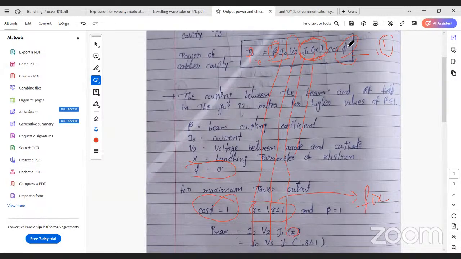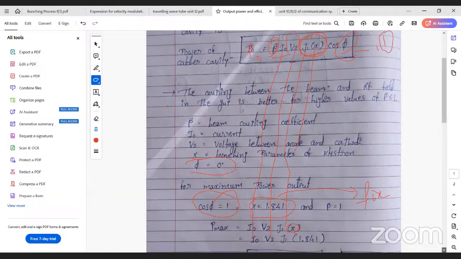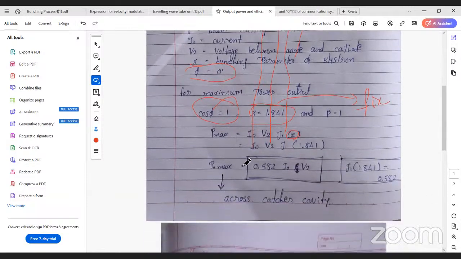1.841 cos phi equal to 1. After that, we will get the Bessel function value J1 of 1.841. If you press it in the calculator, we will get 0.582 times I naught. Next, V2. What is 0.582? This represents the efficiency power, how much it is producing.